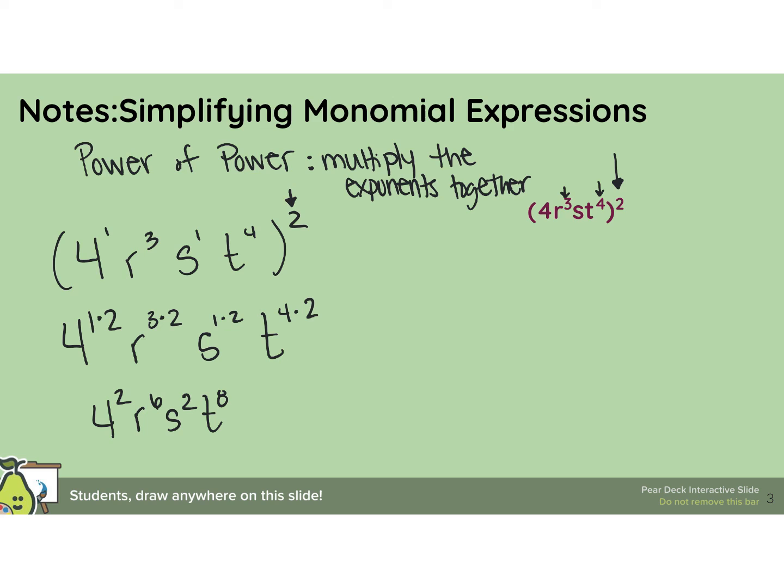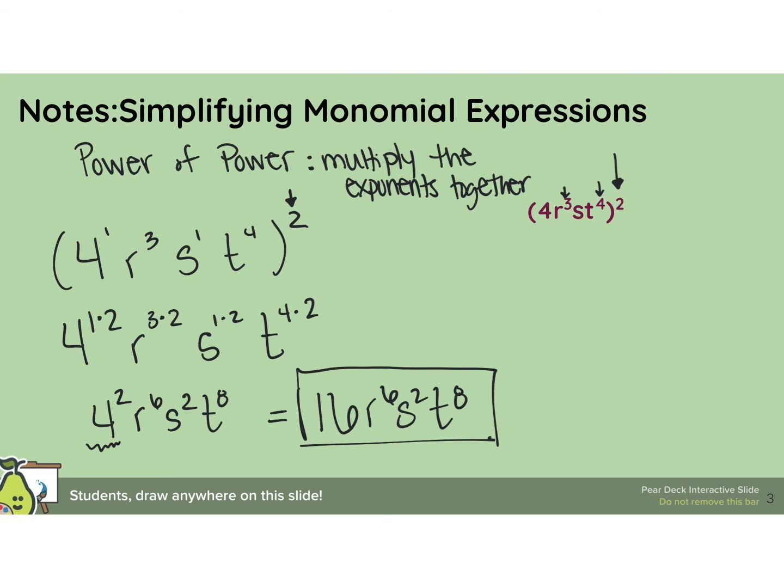Now I'm not going to leave it like this because I know what 4 squared is. I can simplify this a little bit more. 4 squared is 4 times 4. So this is 16 r to the 6th s squared t to the 8th. That's the final answer. This is the simplest form of this monomial.